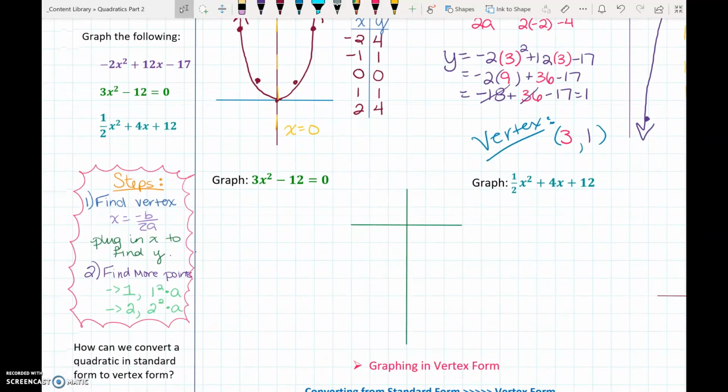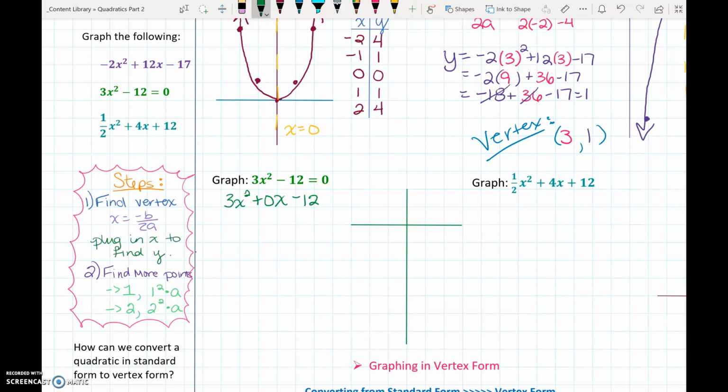So we have 3x squared minus 12. What is missing here? Because that looks different than our last one. Yes, it's in standard form, but I'm missing the b term. Since I'm missing a term, I'm going to rewrite this with plus 0x because I don't have any x's, but I don't want to mess up when I plug stuff into my formulas.